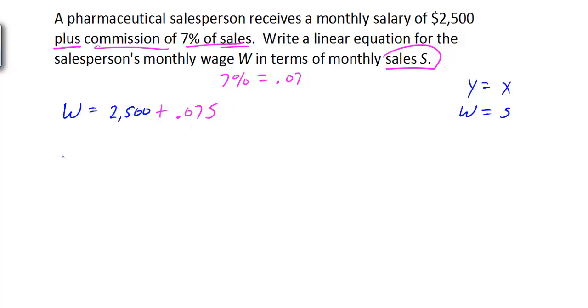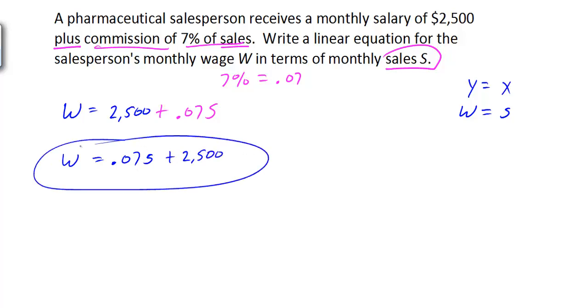So this is the equation. And if I rewrite this in slope-intercept form, we could think of this as W equals 0.07 S plus 2,500. And this is our equation. So we're going to get 7% of whatever we sell, plus we're going to get our standard $2,500.